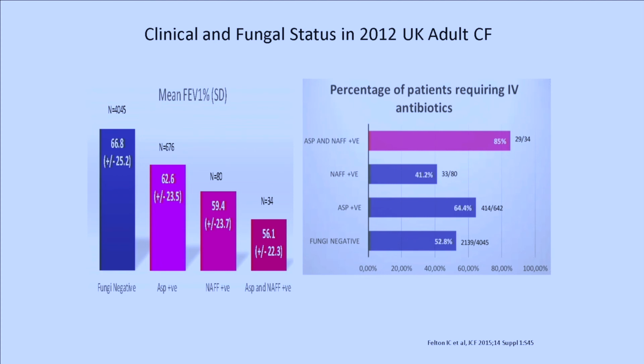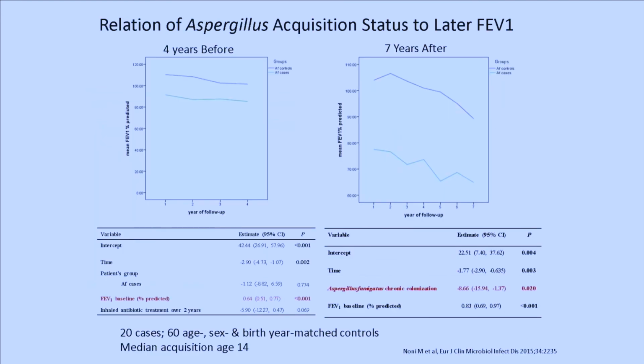In another study in adults in the UK, you can see here that as compared to patients that had no fungi recovered, those that had Aspergillus or a combination of Aspergillus and other fungi had significantly lower lung function on the left there and required more treatment on the right, suggesting that this is also a problem.